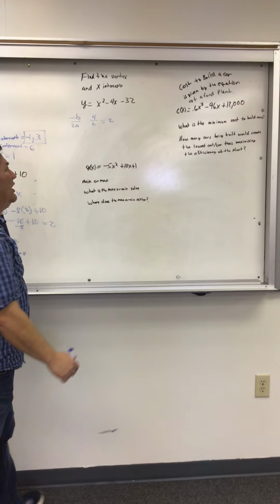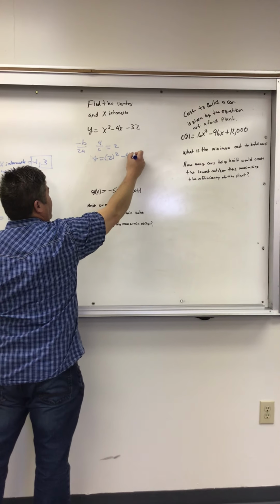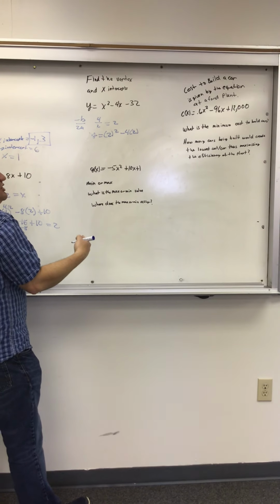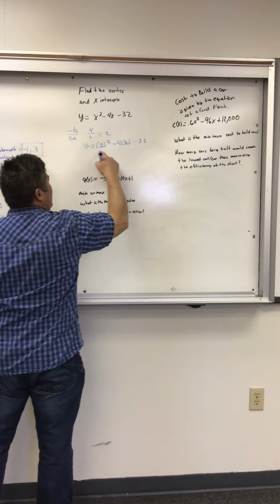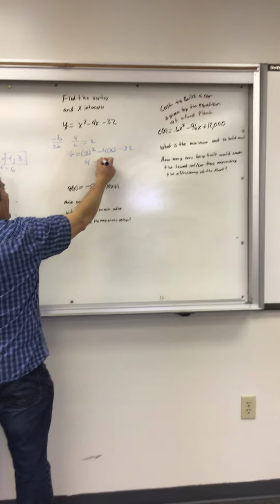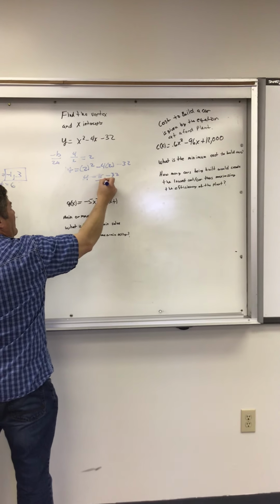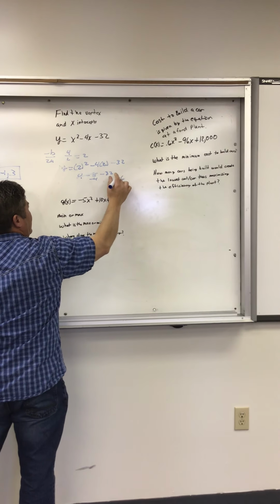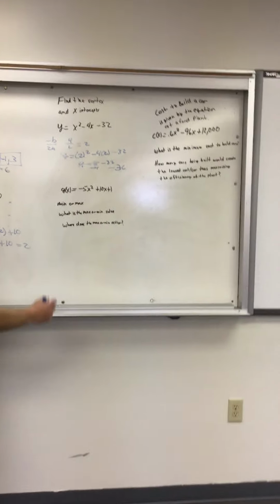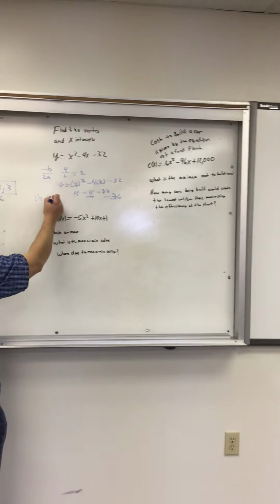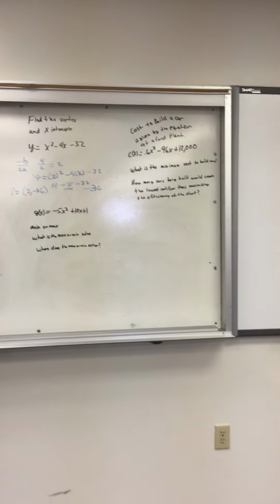Plug in the 2. So I have y equals 2 squared minus 4 times 2. If you put parentheses when you substitute, you won't mess up signs. It's a lot better. And then minus 32. So 2 squared is 4, minus 8, since 4 times 2 is 8, minus 32. So that's going to give me negative 4 minus 32, which is negative 36. Okay? So that's my y value. So what is your vertex on this one? It's going to be (2, negative 36). That's your vertex.